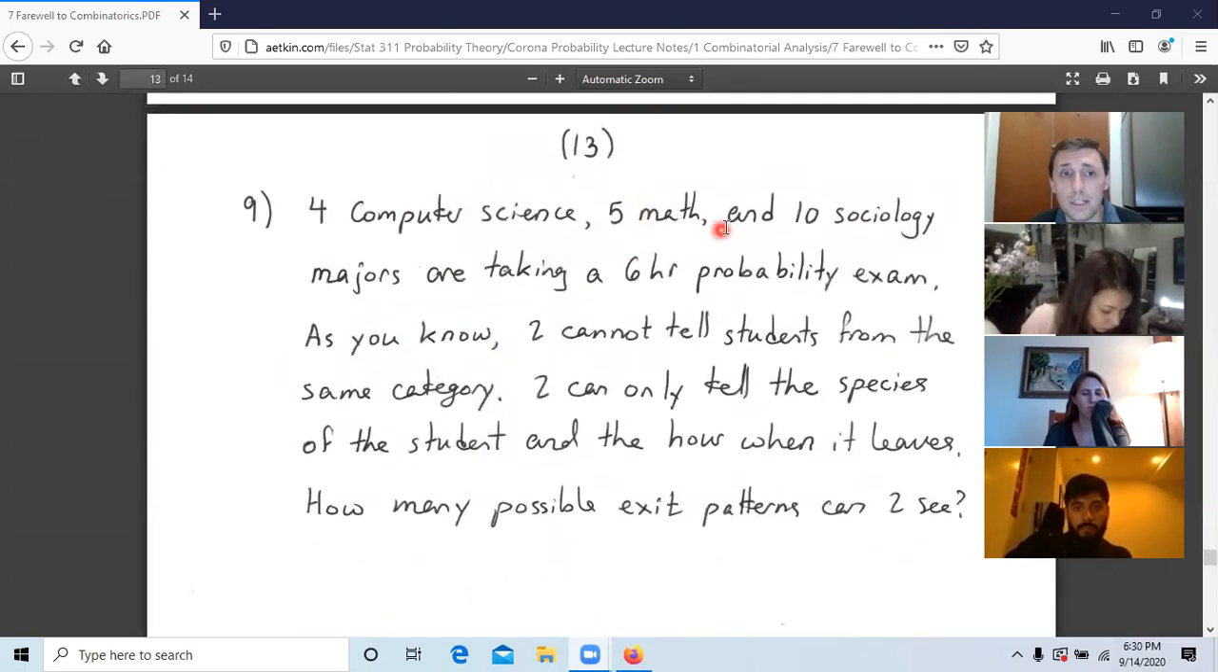So here is question number nine. Let's see if we can solve that one. We have four computer science, five math, and 10 sociology majors, and they are taking a 6-hour probability exam.